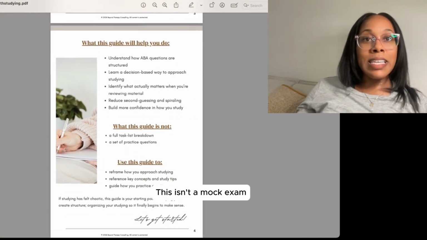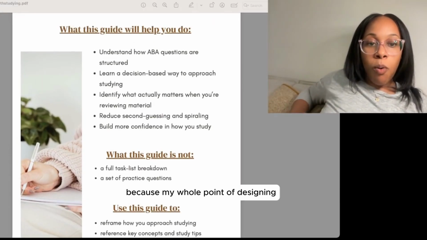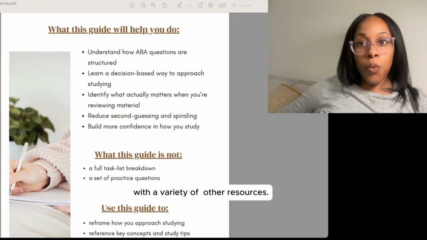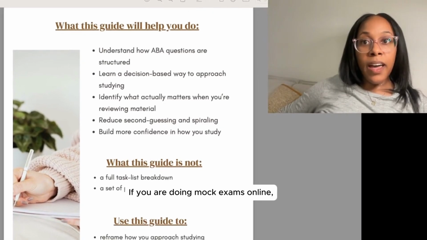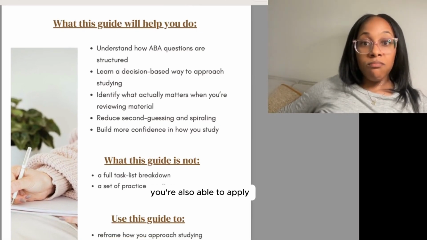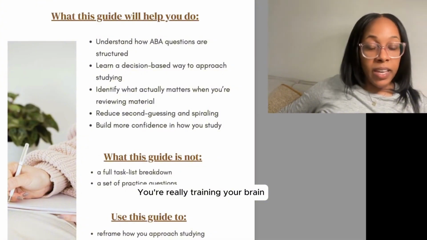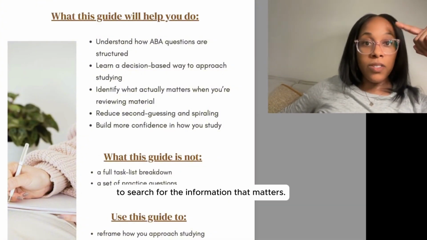So this isn't a mock exam, because my whole point of designing this was I wanted you to be able to use it with a variety of resources. So if you are doing mock exams online, you're also able to apply this same information. You're really training your brain to search for the information that matters.